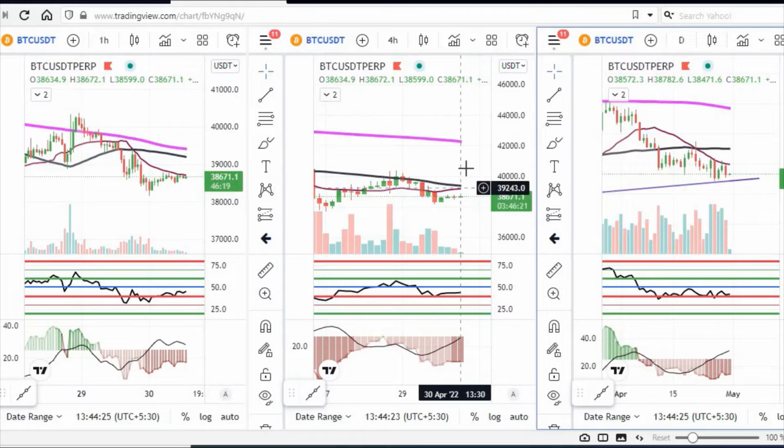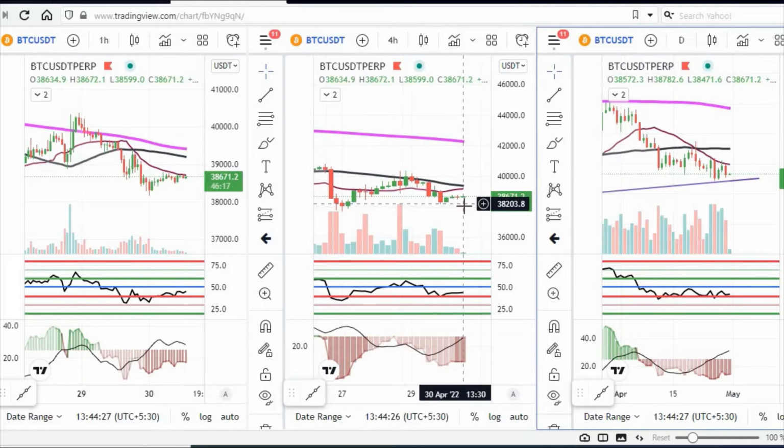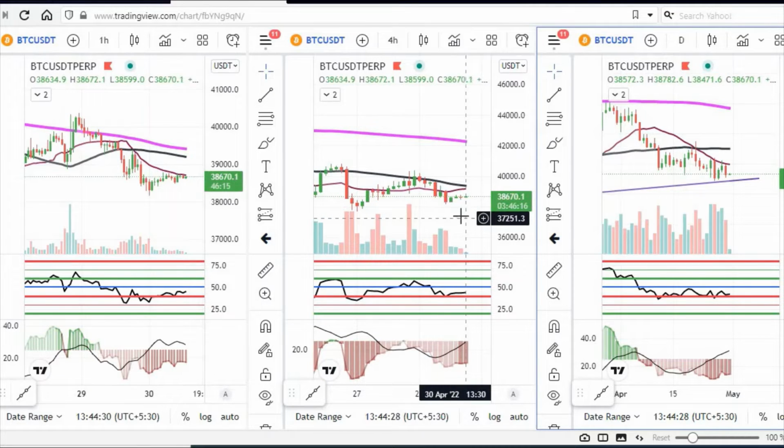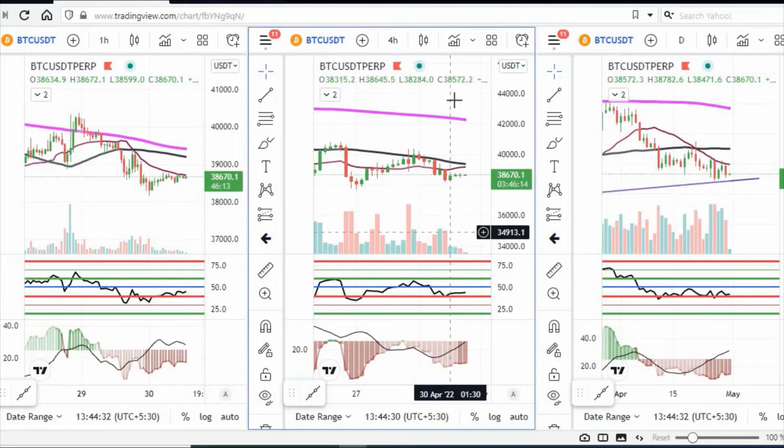So if Bitcoin is making a sideways move, you have to enjoy it as an options trader, because you will get premium decay on both sides; both the call and put premiums will be decaying, and you will enjoy the premiums actually. So let us go back to the video.